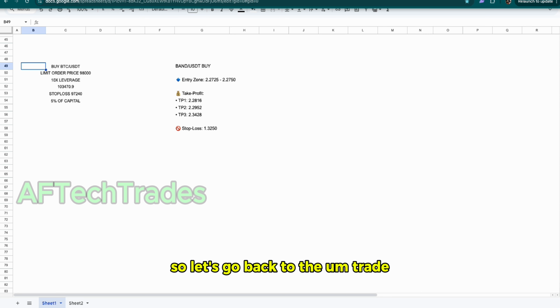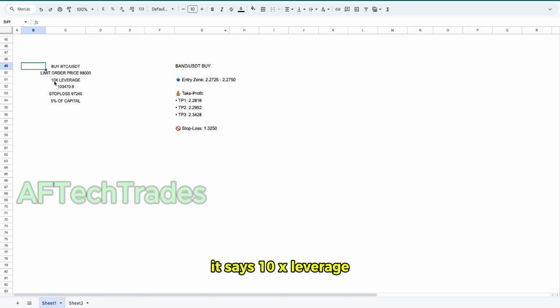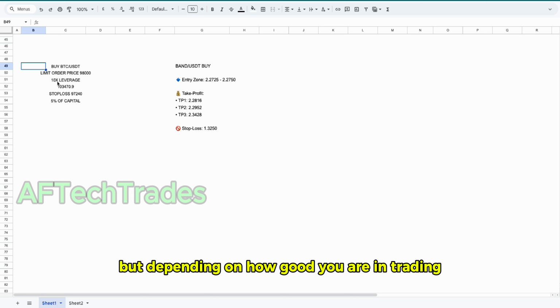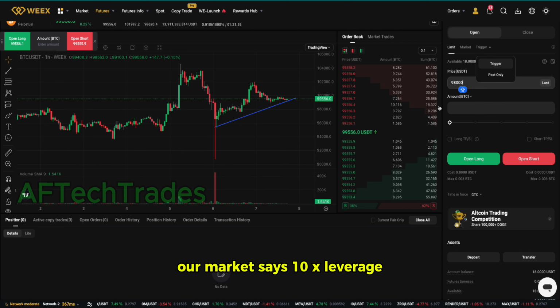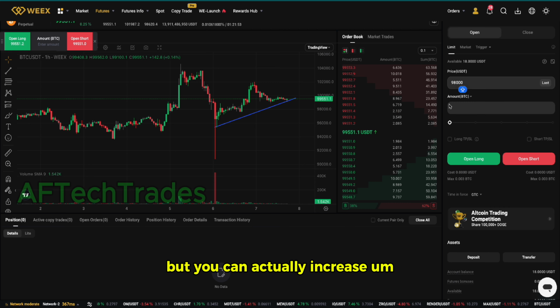So let's go back to the trade. It says 10x leverage, right? You know how risky leverage is, but it depends on how good you are in trading. As a complete beginner, I wouldn't advise you to go with a very high leverage. But if you already know how to trade very well and you're watching this video, you can use any leverage of your choice. So our market says 10x leverage, but you can actually increase.